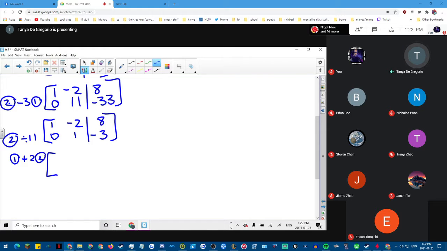So if I multiply that row 2 by 2, I'm going to have 0, 2, negative 6. And now what I can do is add them. Do you see that? If I add them, I have 1 plus 0, which is very good because that didn't affect my 1. And then I have negative 2 plus 2, which is 0. That's the whole reason we did this. And then I have 8 plus negative 6, or 8 minus 6.